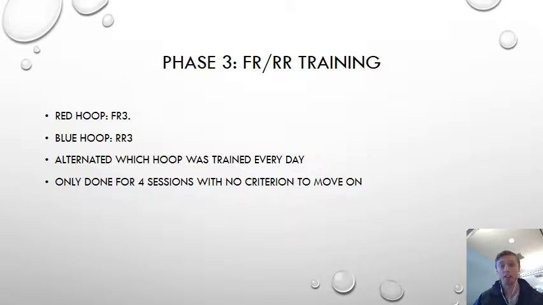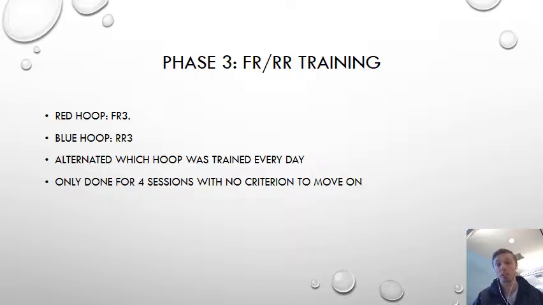Phase 3, I did a brief fixed ratio, random ratio training just to expose the subject to each of the contingencies before just being exposed to them separately. I just did 4 training trials of this, and this is just to maybe start to do a discrimination between the 2 hoops, maybe making it a little bit easier when they're both in there at the same time.